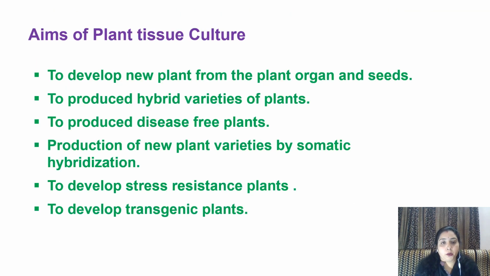Aims of plant tissue culture: to develop new plant from the plant organ and seeds, to produce hybrid varieties of plant by combination of different genome from different plants, to produce disease-free plants, production of new plant varieties by somatic hybridization, to develop stress-resistant plants, to develop transgenic plant, to develop artificial seed, to develop hybrids. All these are the aims of plant tissue culture which can provide us benefit.